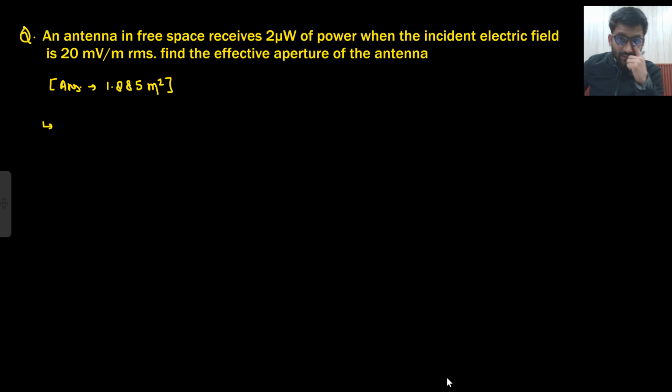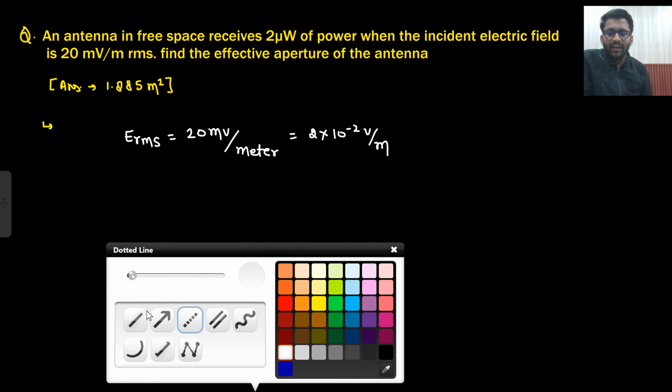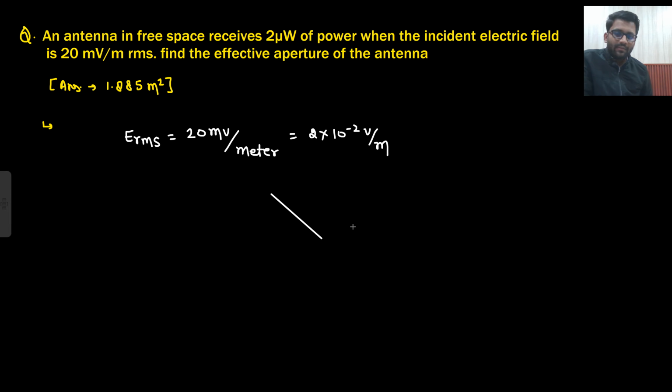An antenna in free space receives 2 microwatt of power when the incident electric field is 20 millivolt per meter RMS. Find the effective aperture area of the antenna. Okay, so this is the electric field value, 20 millivolt per meter, or you can write 2 into 10 to the power minus 2 volt per meter. Effective aperture area you need to tell. So what they are saying, antenna is receiving 2 microwatt power.